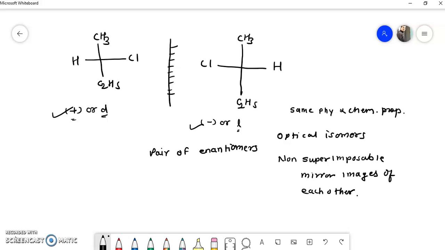So in this video we have seen what enantiomers are, one of the types of optical isomers, in detail along with examples. In the next video we will see about diastereomers.